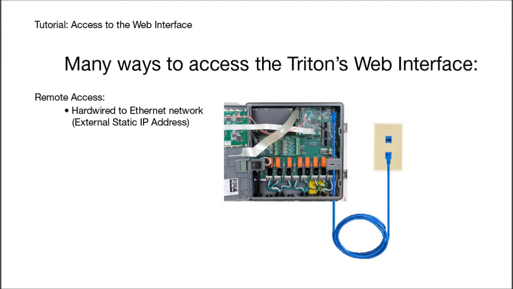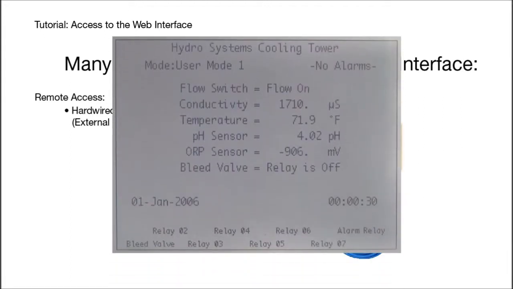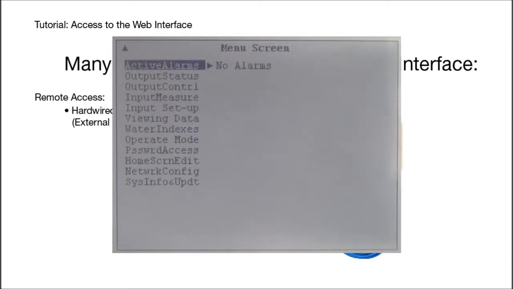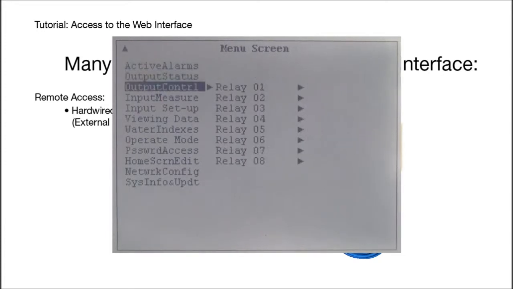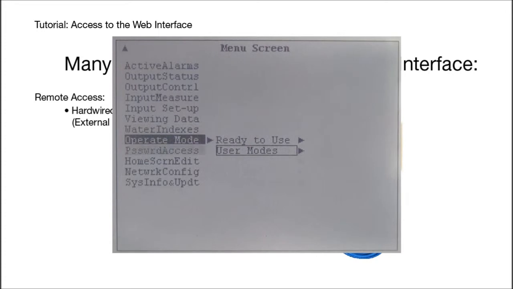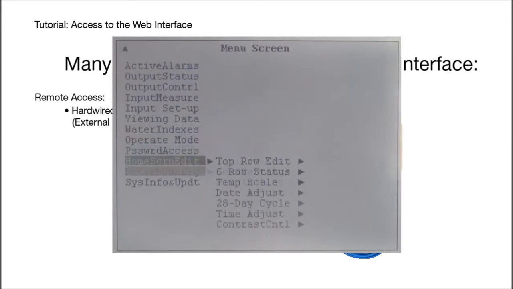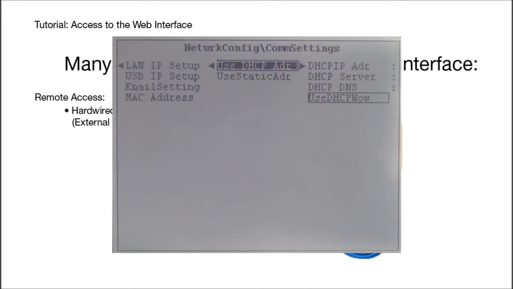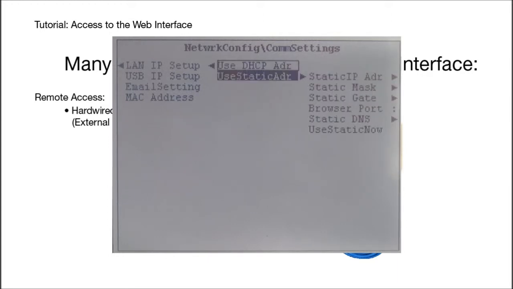So let's look at how we would use those 3 static addresses from the IT department using the front panel menus of the Triton to set up the access to the web interface. I'm already logged in, so you didn't have to watch me put in my password. We're headed for the next to last menu, Network Config. And then we'll go over to the COM or Communication Settings, then to the Local Area Network or LAN IP Setup, then over and down to where the static addressing settings are.